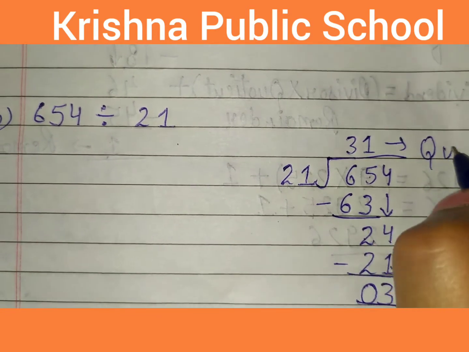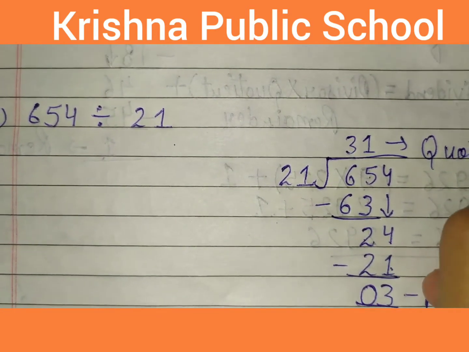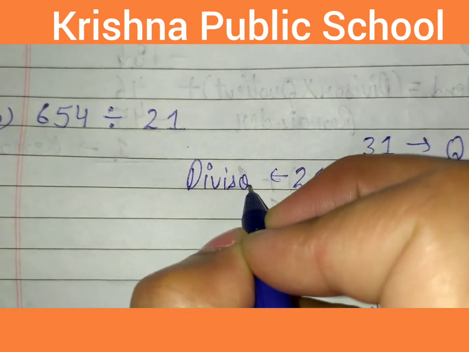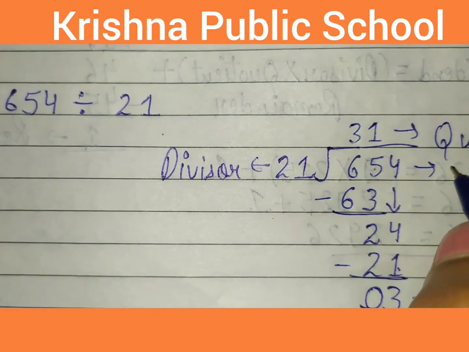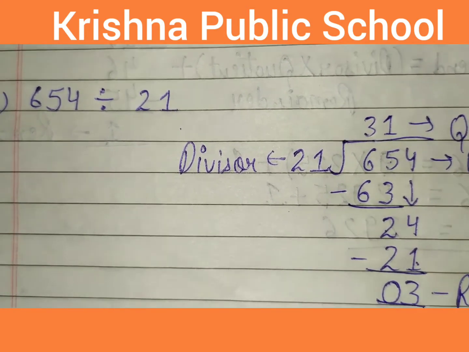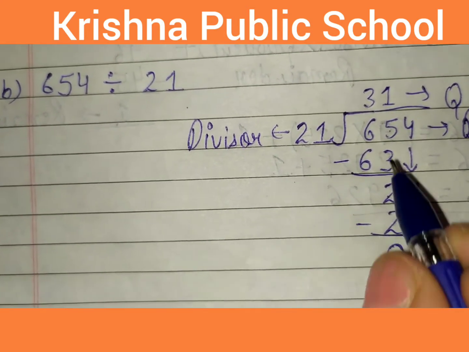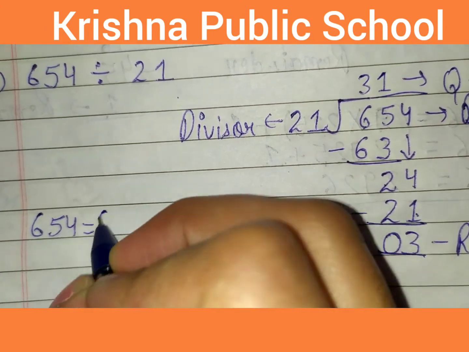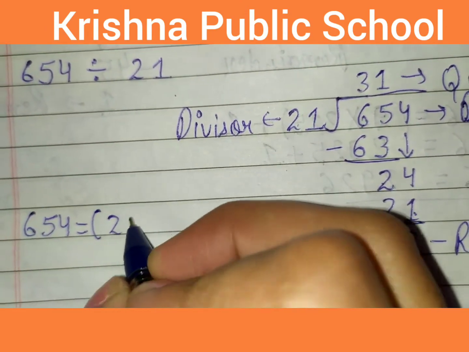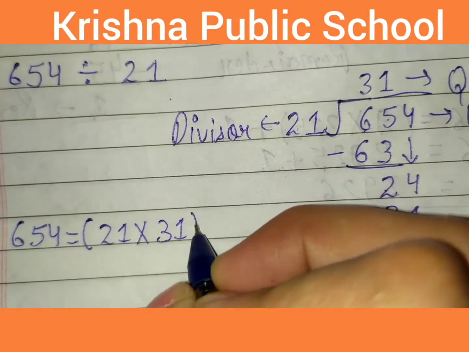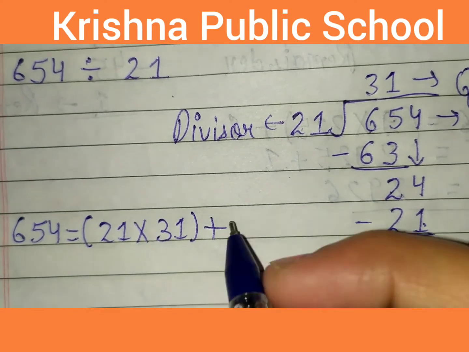31 is a quotient and 21 is divisor. 654 is a dividend. Now start the verification. The verification is, firstly write the dividend 654 equal to, write divisor. Divisor is 21. Multiply quotient is 31. Add remainder is 3.